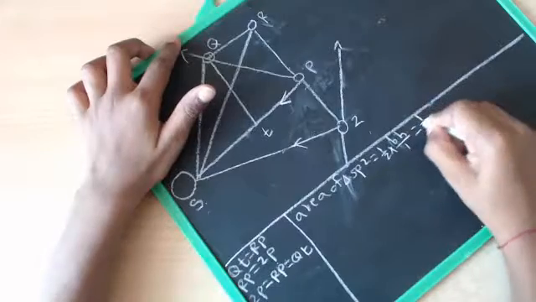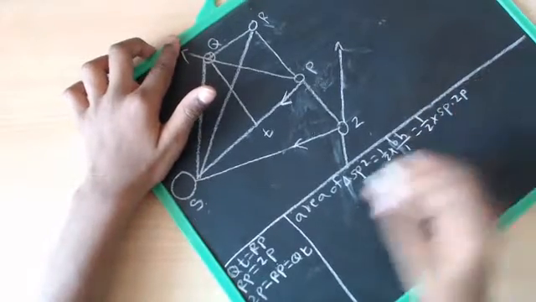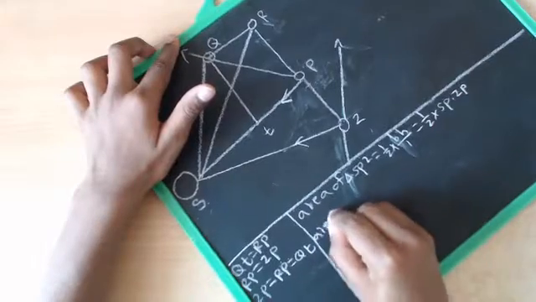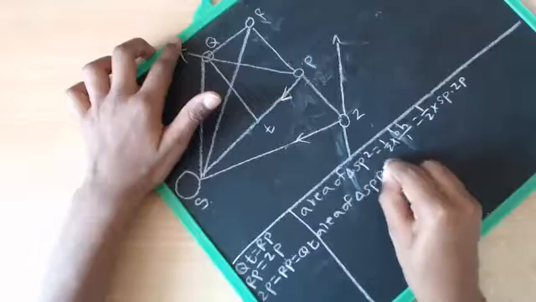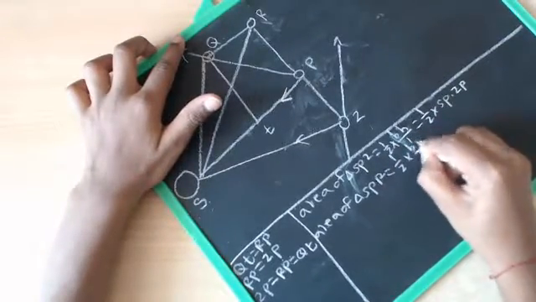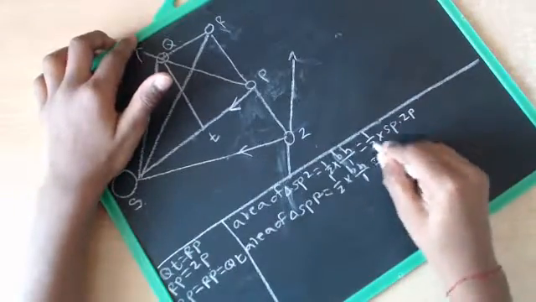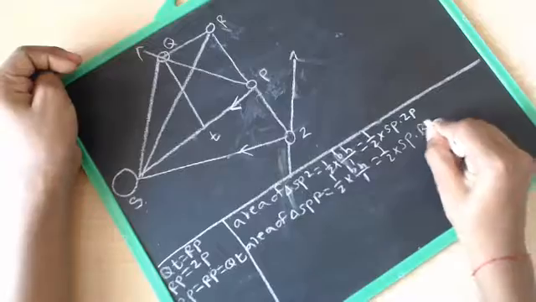Is equal to half into SP into ZP. And then area of triangle SPR is equal to half into base into height by 1, is equal to half into SP into RP.